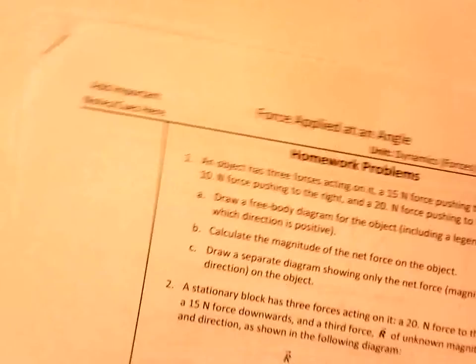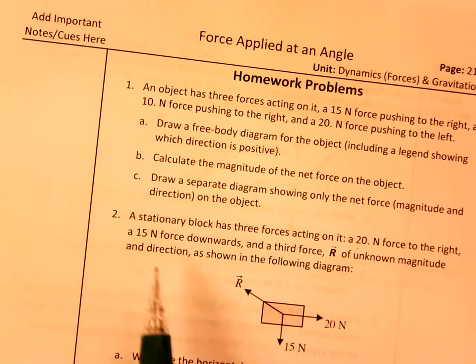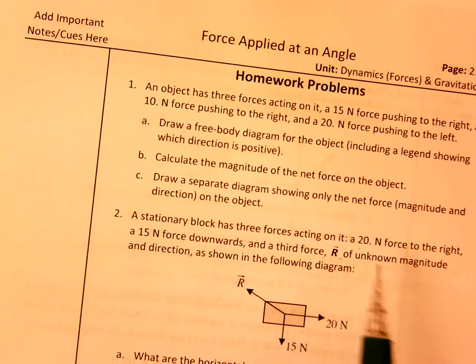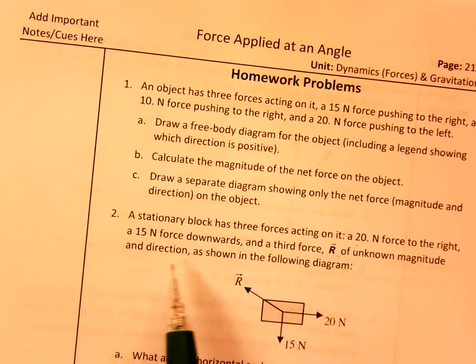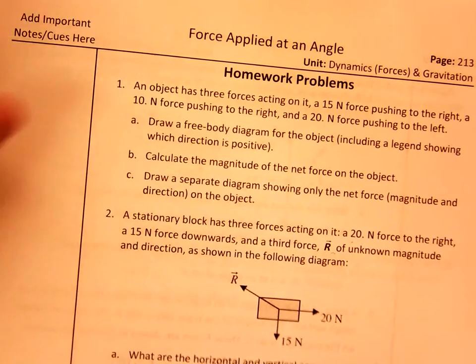All right, so number 2. A stationary block has 3 forces acting on it, a 20 Newton force to the right, a 15 Newton force downwards, and a third force R of unknown magnitude and direction as shown in the following diagram. What is the horizontal and vertical components of R?